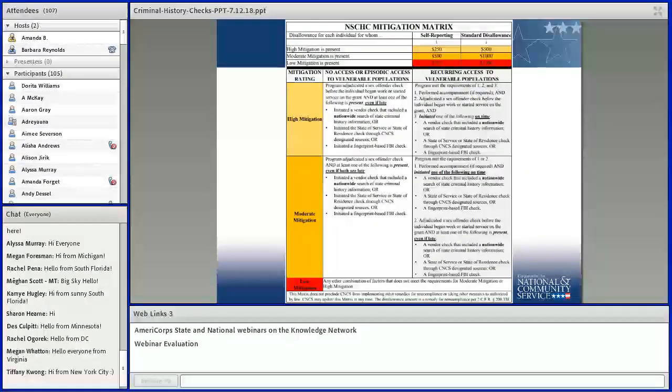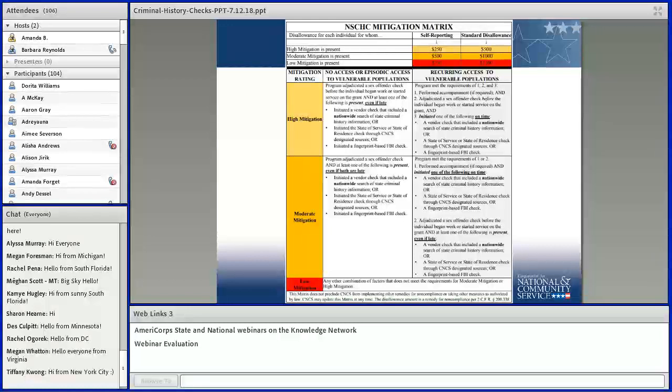All right, let's keep on going. So this lovely chart here is the mitigation matrix. You're going to see that at the very top there, there are different disallowance amounts. One is the self-reporting rate, and then one is the standard disallowance. Standard disallowance is going to come into play often when it's a monitoring official who's reviewing your file. So it could be a CNCS program officer, it can be commission staff, where that amount then comes into play. The chart is then divided into two different types of disallowances, which is basically if you have recurring access to vulnerable population, and then if you have no or episodic access to vulnerable population.